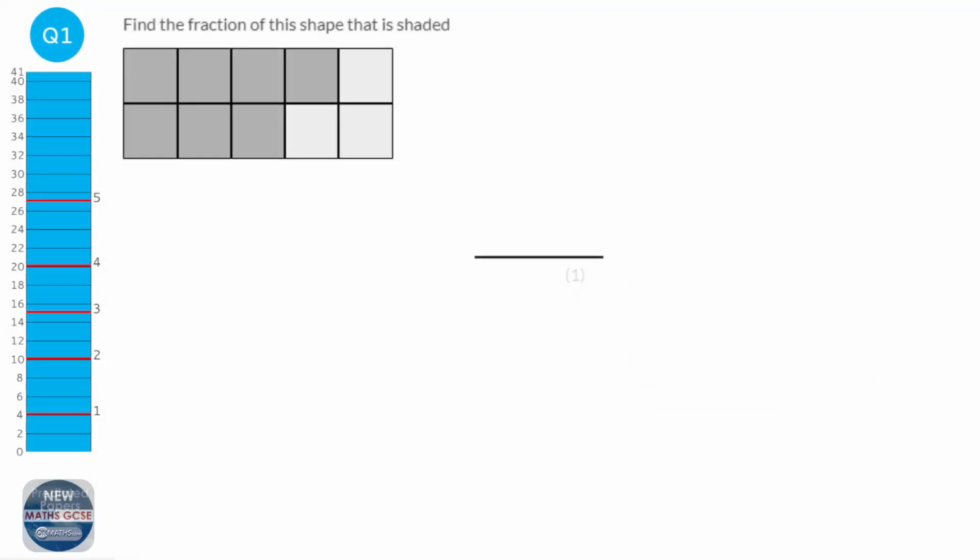There are 10 squares in total, so each square is worth 1/10. And if we count all of the shaded squares, we notice that in total there are 7 shaded squares. So that's 7 lots of 1/10, or 7/10.